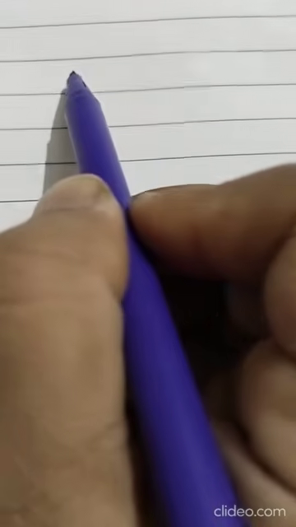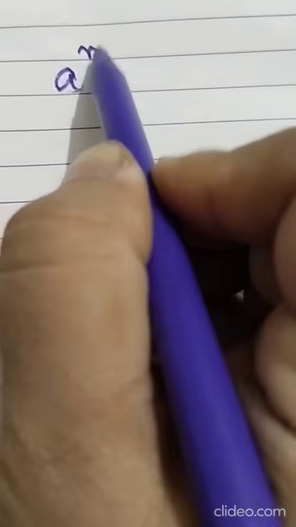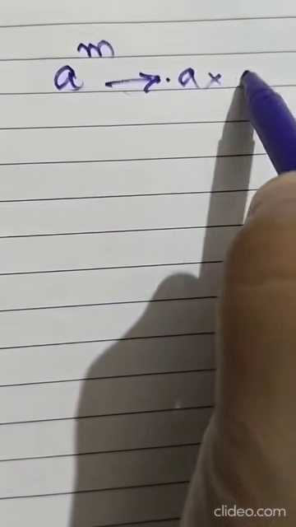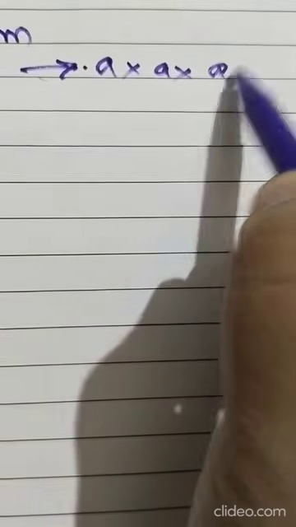So today we'll discuss a law called the law of exponents, which is a raised to power m. This simply means a is multiplied by itself m number of times. Got it? So it is a multiplied by a multiplied by a and so on, and this multiplication continues for m number of times.